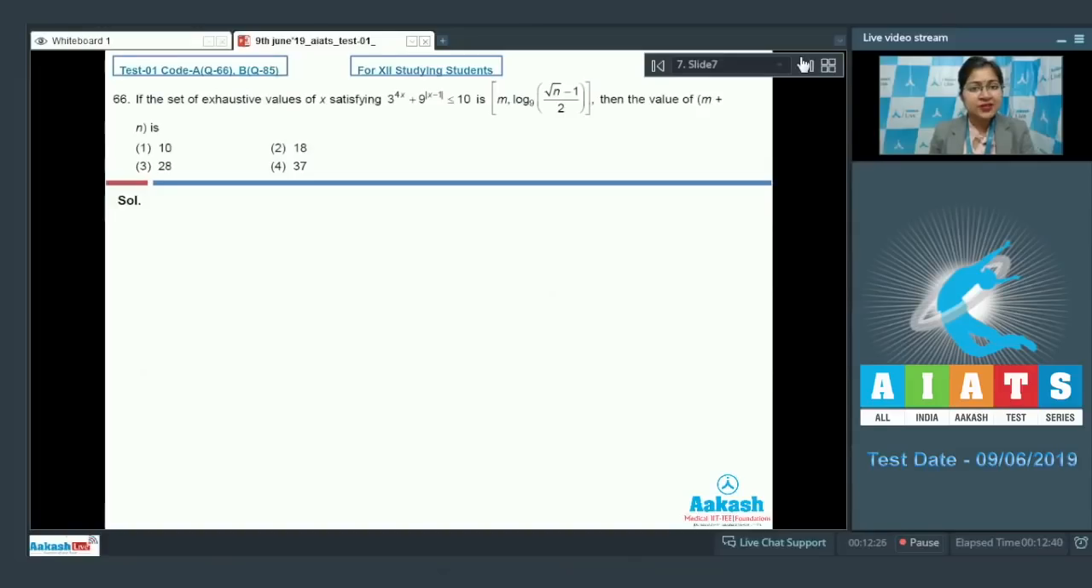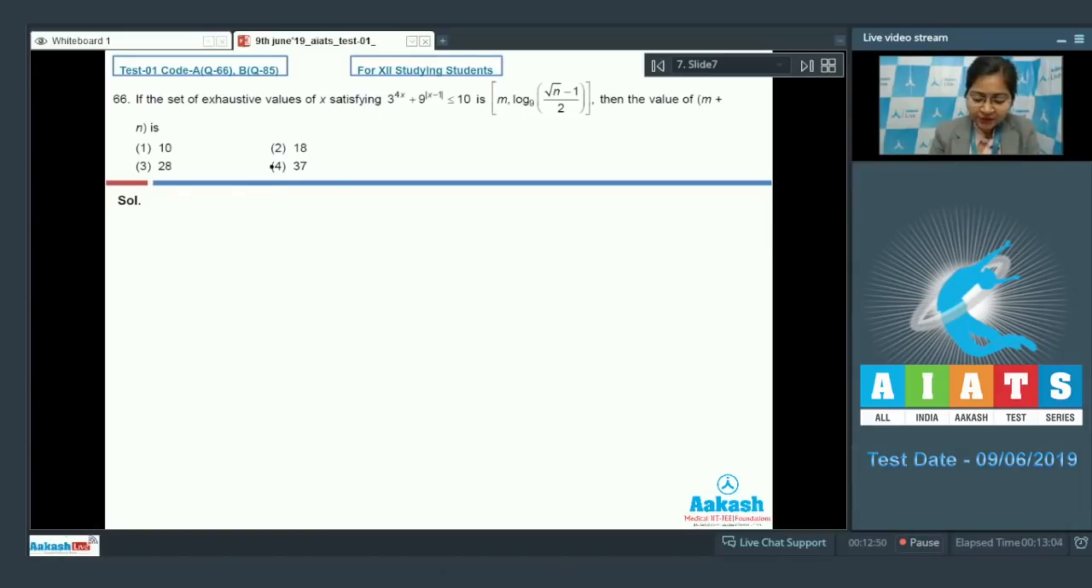Next is question number 66, which says that if the set of exhaustive values of x satisfying 3 raised to the power 4x plus 9 raised to the power mod of x minus 1 is less than equal to 10 is this one, then we have to find the value of m plus n. So we have to find the values of x which are satisfying this inequation.